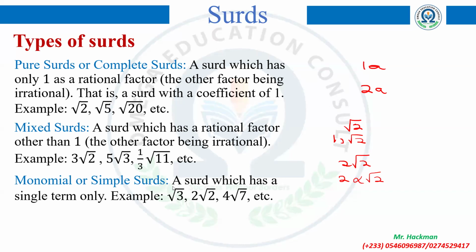So now what do we have? A set which has a single term only. So a set with only one term, and this will give you a monomial set.